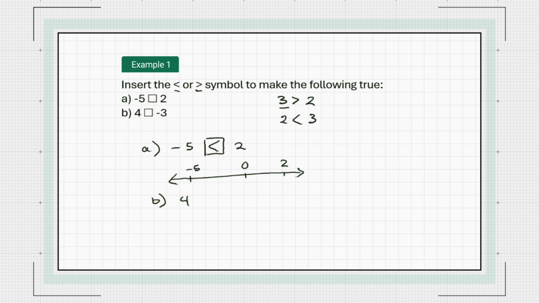For B, we have 4 and -3. Is 4 greater or less than -3? Again, we can draw a number line if you would like to. So we have -3 over here, 0, and +4. So we can see 4 is much greater than -3. So 4 is greater than -3.